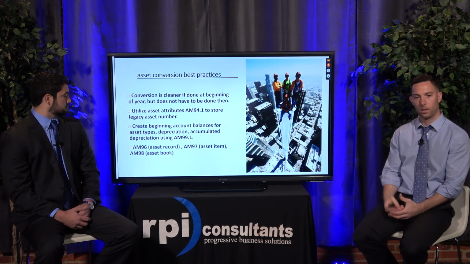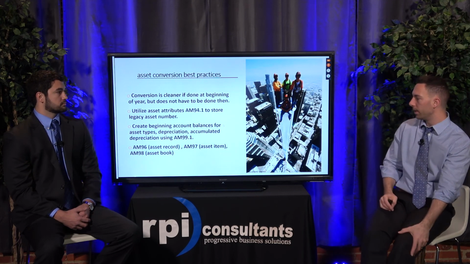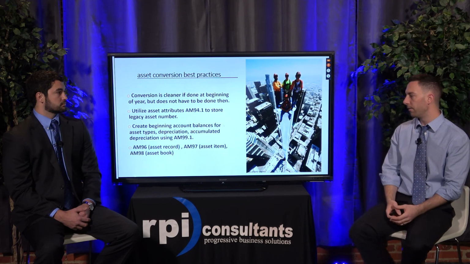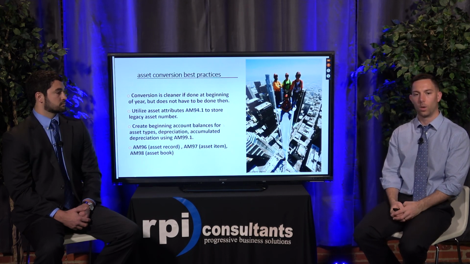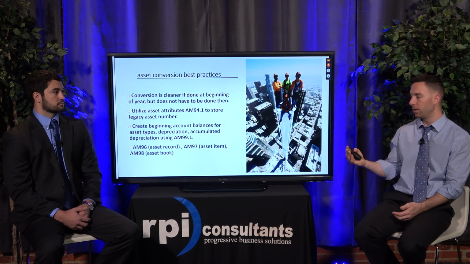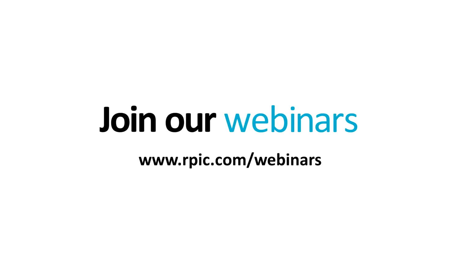We load assets to those forms. Each form does something a little bit different. 96 is just a basic form. 97 is where we're entering all the items that make up the asset. And then 98 is where we're assigning all the books. We load it there, we run AM500, and then you have Lawson asset numbers created. That does look like all the questions we have for this webinar.